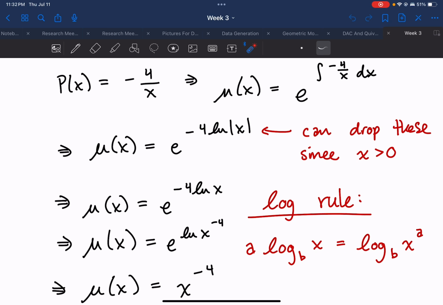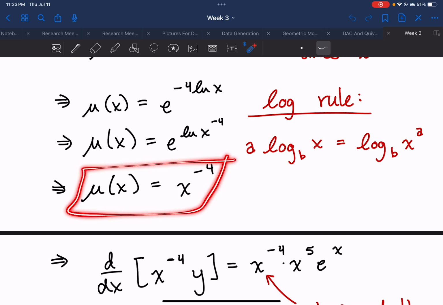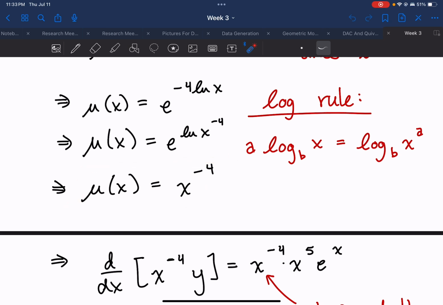So another thing we need is, in order to cancel a natural log and an e, we need there to be nothing in between the two things. In order to cancel the e and the natural log, they have to be right next to each other. There can't be any constant between them. So in order to get there, we just take the 4 and slide it up here as the exponent on x. That's what we do here. And now that the e and the natural log are next to each other, I can cancel them. So my integrating factor is x to the negative 4th power.